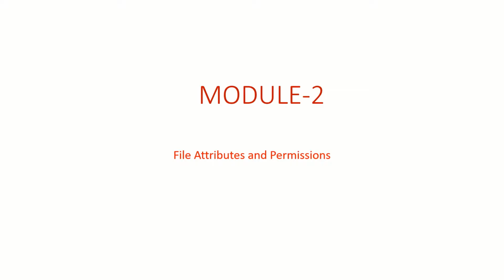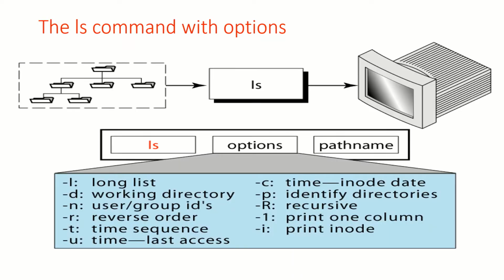Hello students, in module 2 we will discuss the types of files and their attributes, and the permissions given to files, namely read permission, write permission, execute permission, and so on. The below figure shows the ls command with options.